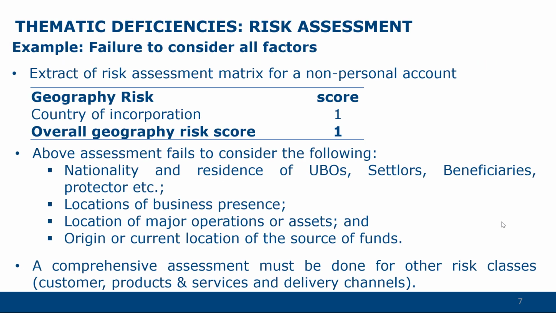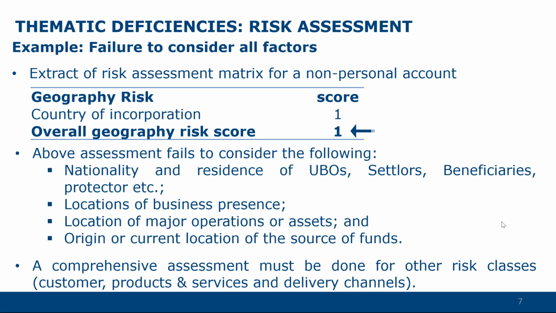In this example of failure to consider all relevant risk factors, we have an extract of a risk assessment matrix for a non-personal account. In this instance, we see for geography risk, the entity considered the country of incorporation as the sole factor in assessing the geography risk. Country of incorporation was assigned a score of 1, which meant low risk, and the overall score was 1.